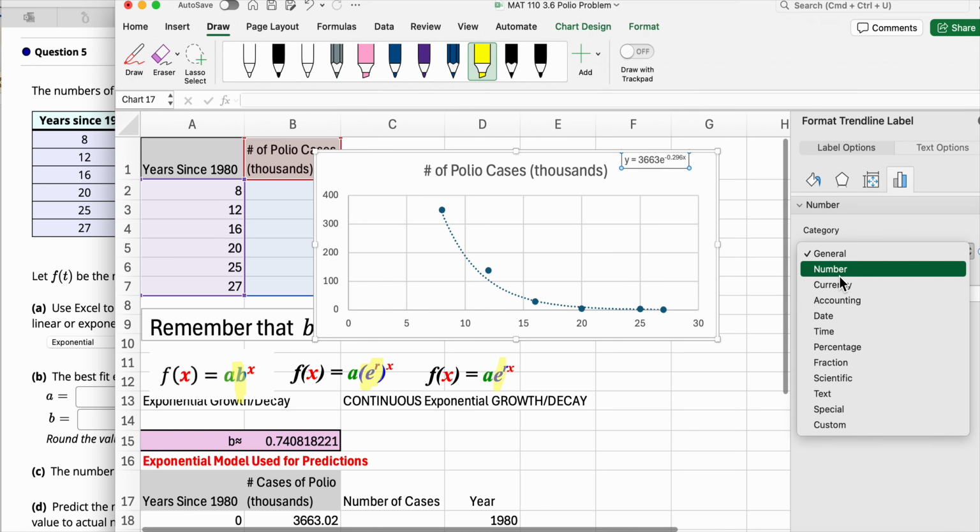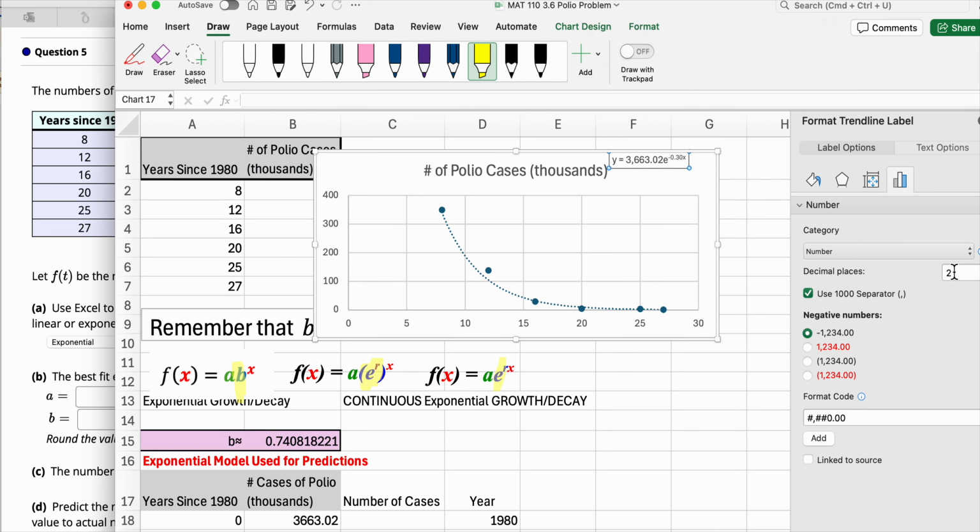So I want to select number. I want to make sure I have 2 decimal places. You see how it's changed here. Now this is 3663.02. And I'm going to get rid of these separators. Okay, so now it's in the form that I want. I can see that I can convert that e to the negative 0.3 to a b, and that's what I'm going to do down here, and that's what I've done here.